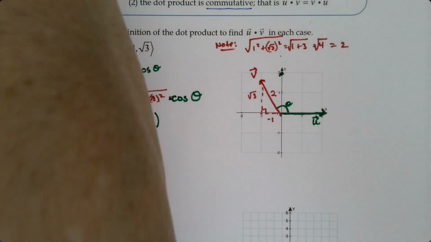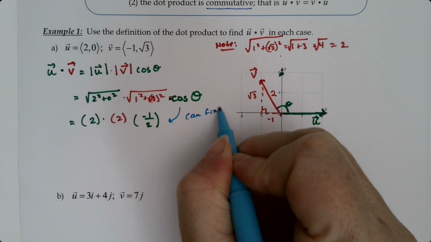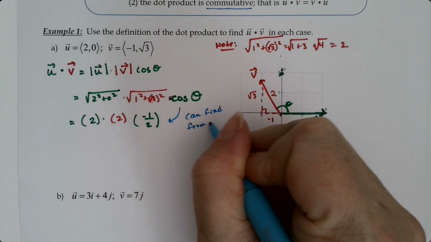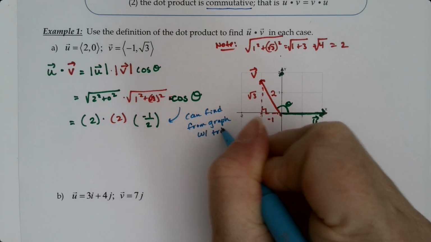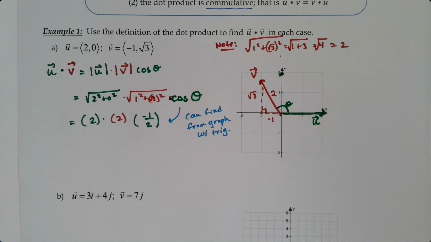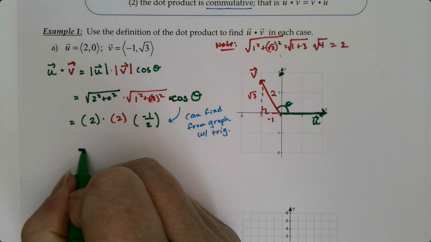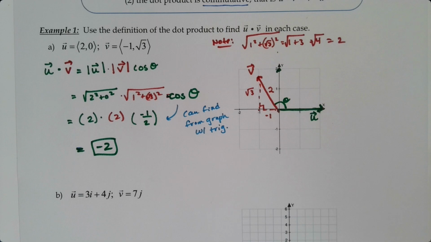So we can just say that we can find this from the graph, right, with trig. Right? So we're using our trigonometry skills and finding that. And so then when we multiply, 2 times 2, which is 4, 4 times -1/2 is -2. Done.